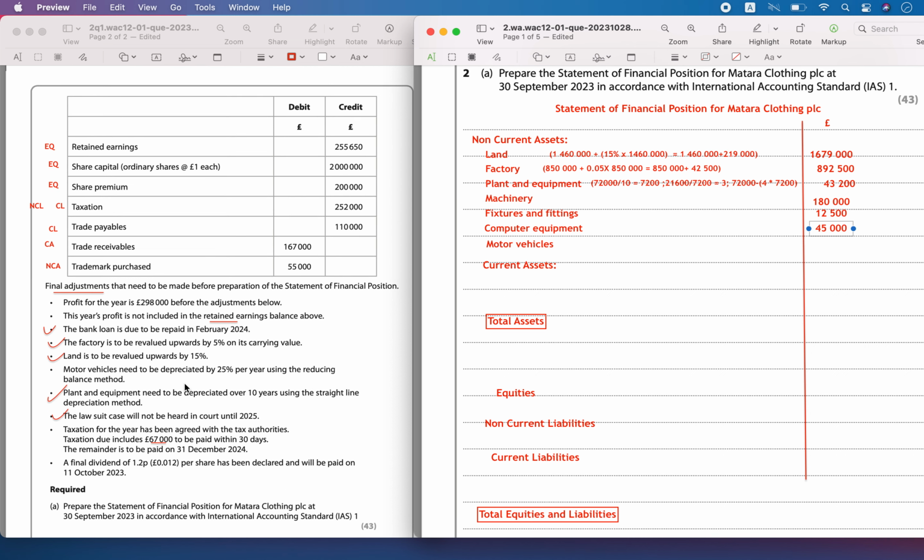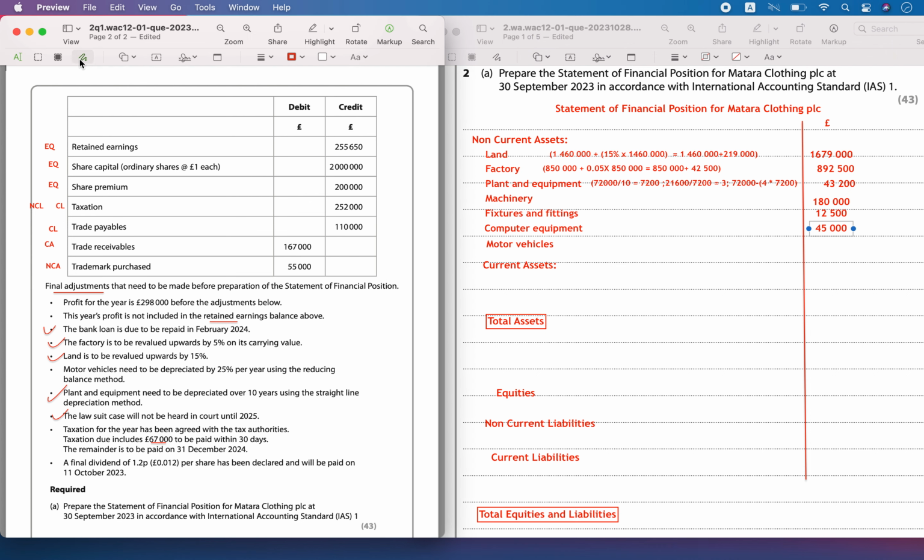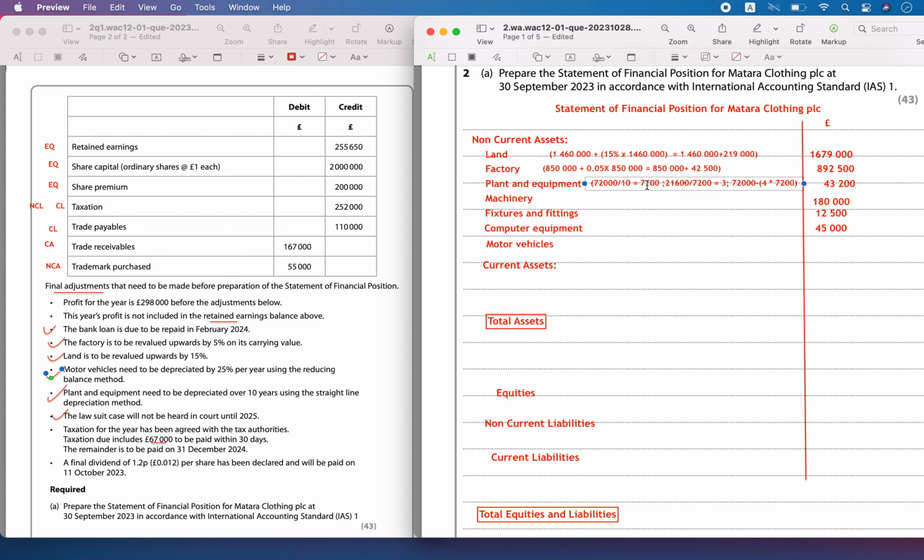Then you have the motor vehicles. It is given at the cost and the provision. So let's look at how you depreciate here. Motor vehicles need to be depreciated by 25% per year using the reducing balance method. So you will have to depreciate using the reducing balance method. So let's depreciate it.